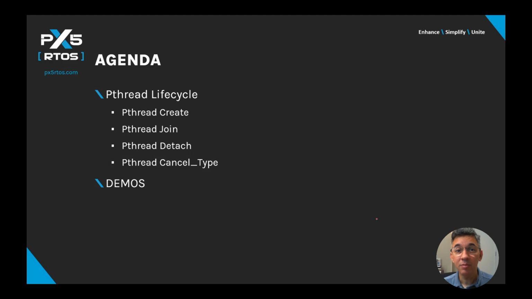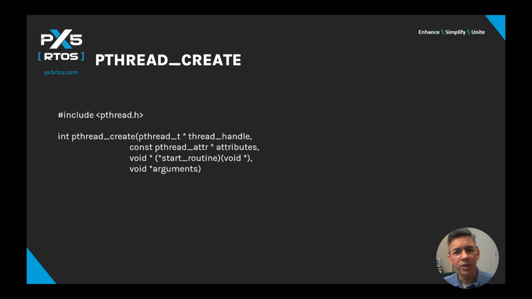There are different types of APIs available with PX5 RTOS to help manage Pthread's lifecycle: the Pthread create, join, detach, cancel type, among others. I'll walk you through each one and I'll show you some demos to make it easier to understand.